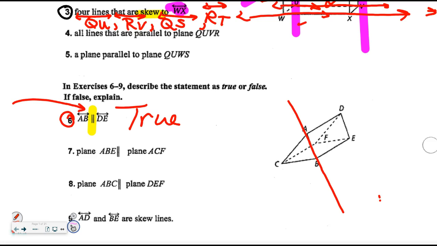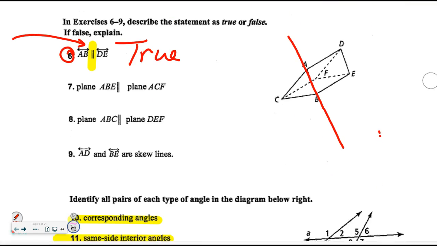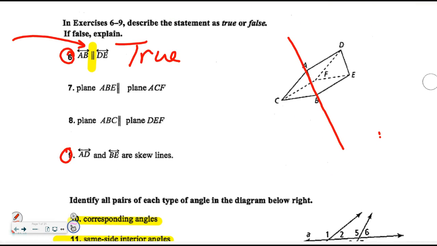Let's go do a skew one. Let's go down here and let's talk about 9. Our AD, so I'm going to go draw that one. AD is running through the top of this tent. Picture that as like a tent. Do you ever go camping? That's the top seam up there for the tent. And BE is down here. And it asks if there's skew.